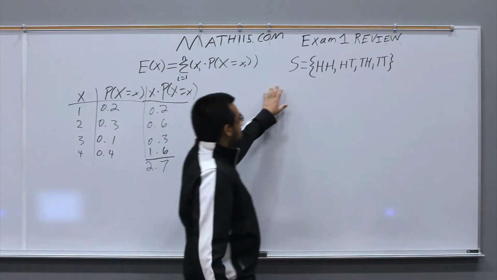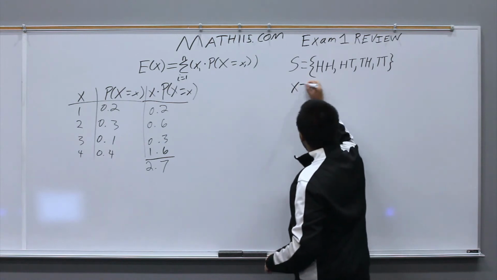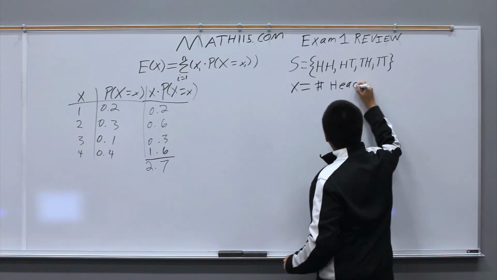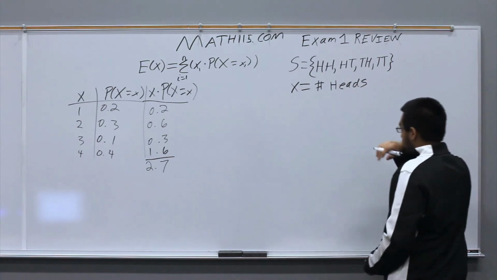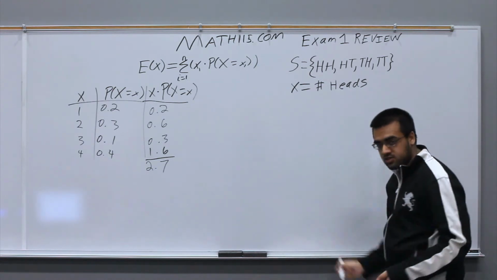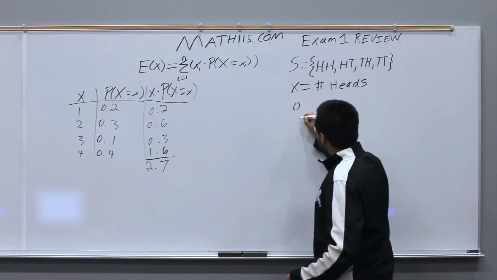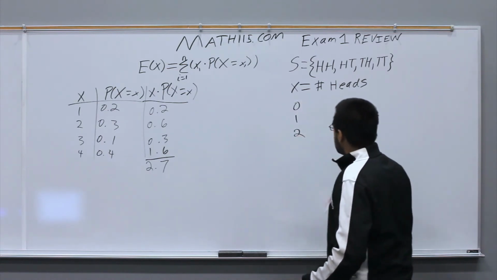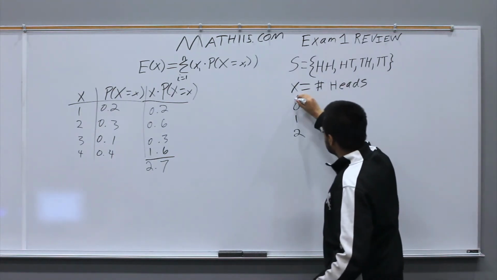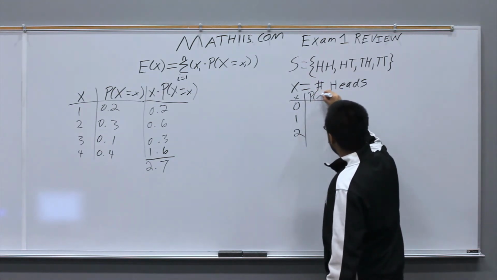So I've written our sample space right here. And they said, let X represent the number of heads that appear on your 2 coin flips. Even though there are 4 possibilities, based on this definition for X, there are actually only 3 X values. You can either get 0, 1, or 2. You can only get these 3 possible outcomes for the number of heads that appear. So these are our X values. Now we need to find the corresponding probabilities to go with these, the probability of X.